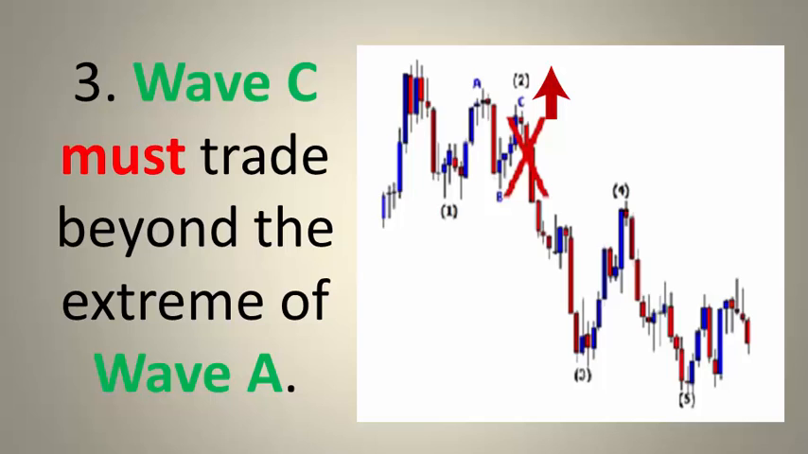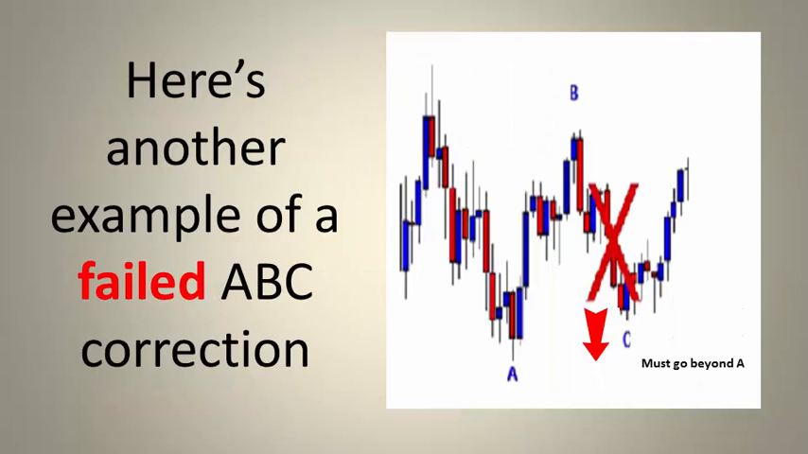Rule number 3. Wave C must trade beyond the extreme of wave A. Here's another example of a failed ABC correction.